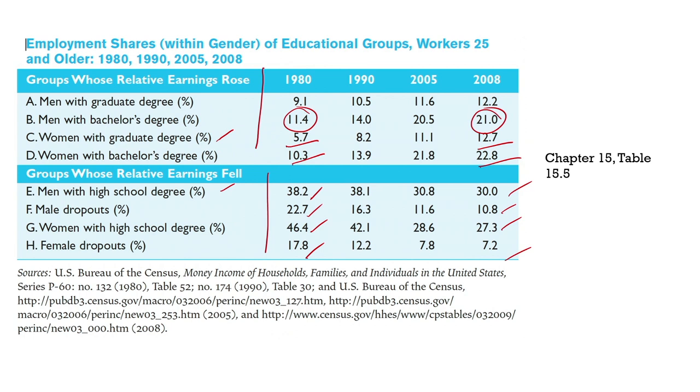In terms of the gender trends, while both men and women have seen increases in employment shares for higher education attainment, the increase seems to be more pronounced in the case of women, suggesting that women have been making significant strides in higher education participation over the past few decades.